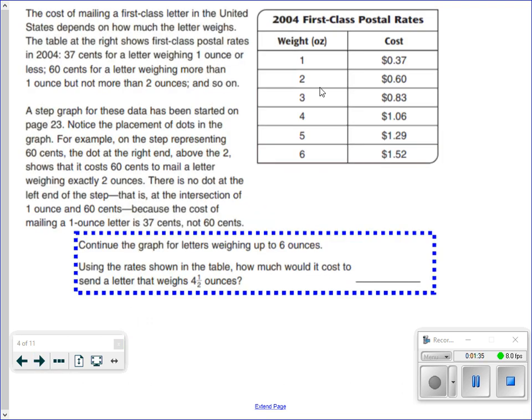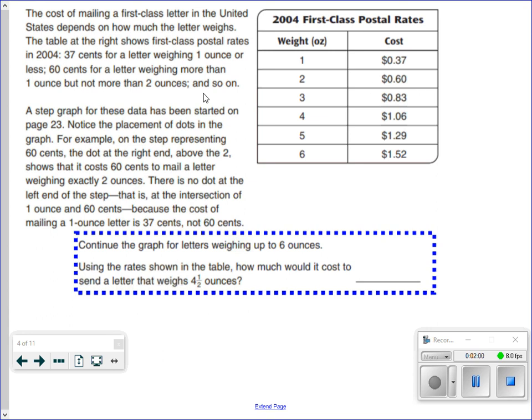Here we have a little problem. We're going to see it, analyze it, and work through it. It looks kind of tough with all these words, but let's go through it and we'll do this together. The cost of mailing a first-class letter in the United States depends on how much the letter weighs. The table at the right shows the first-class postal rates in 2004. 37 cents for a letter weighing 1 ounce or less. 60 cents for a letter weighing more than 1 ounce, but no more than 2 ounces, and so on.